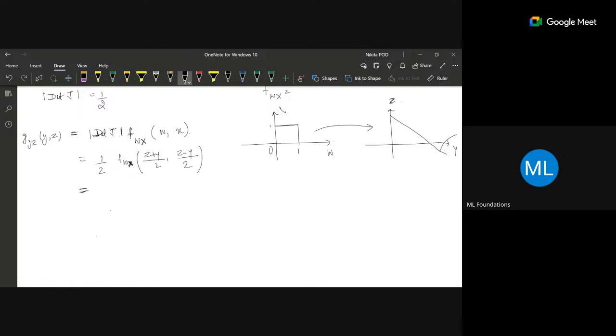This was w and x was independent, right? So this is nothing but f of wx of z plus y by 2 times f of wx of z minus y by 2. Okay. Now w and x lie between 0 to 1. So this z plus y by 2 and this z minus y by 2 will also lie between 0 to 1.